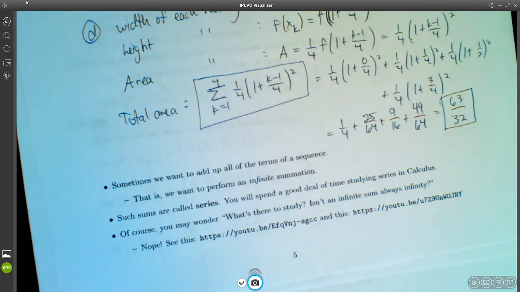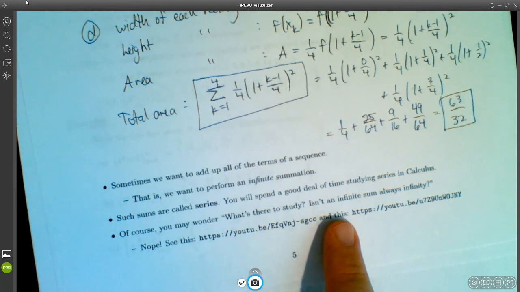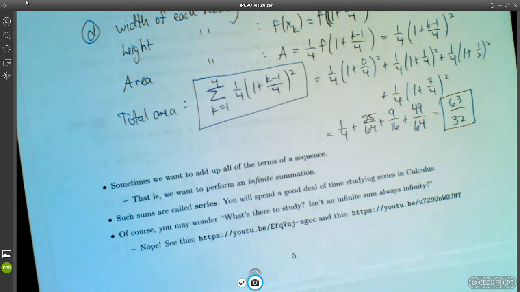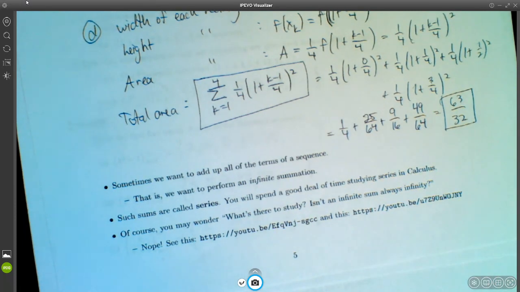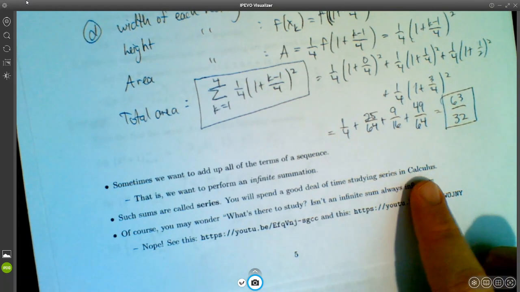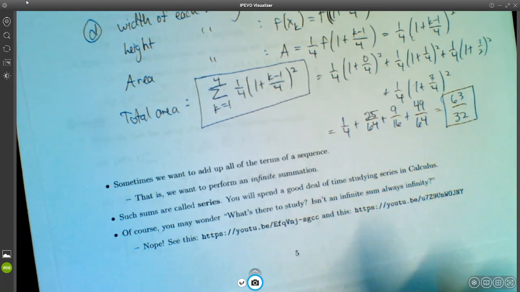You may wonder, well, what is there to study? Isn't an infinite sum going to always be infinite? Like if you add an infinite number of numbers, aren't you always going to get infinity? And the answer, surprisingly, is no. Sometimes you do just get infinity, but sometimes you can add an infinite number of numbers and get a finite number out of it, right? And you'll spend a lot of time in calculus deciding when that happens, okay? In your second semester of calculus, you'll spend maybe a third of the semester talking about that.